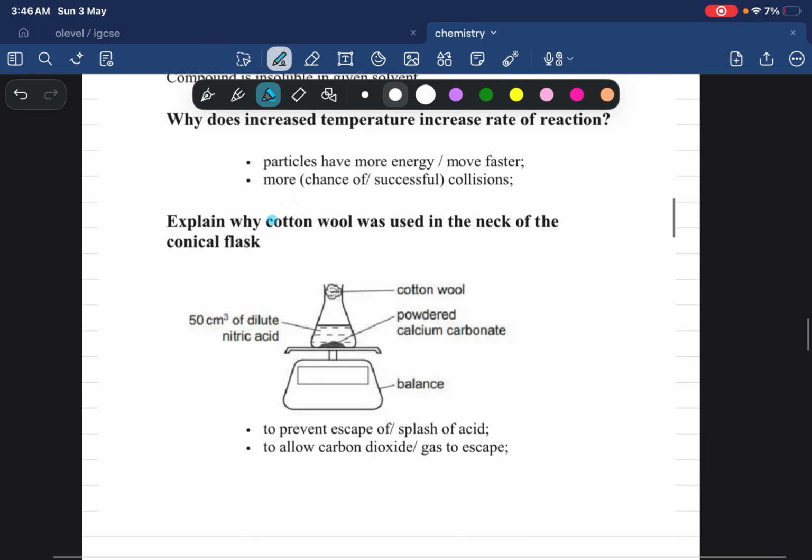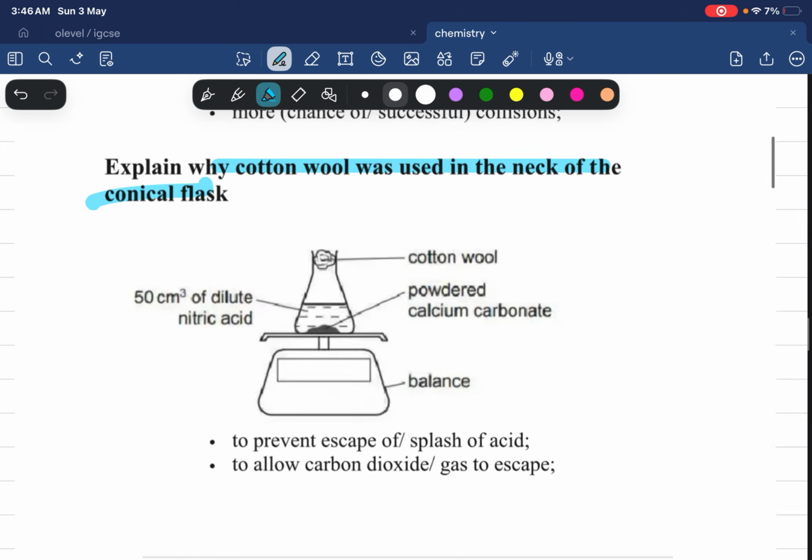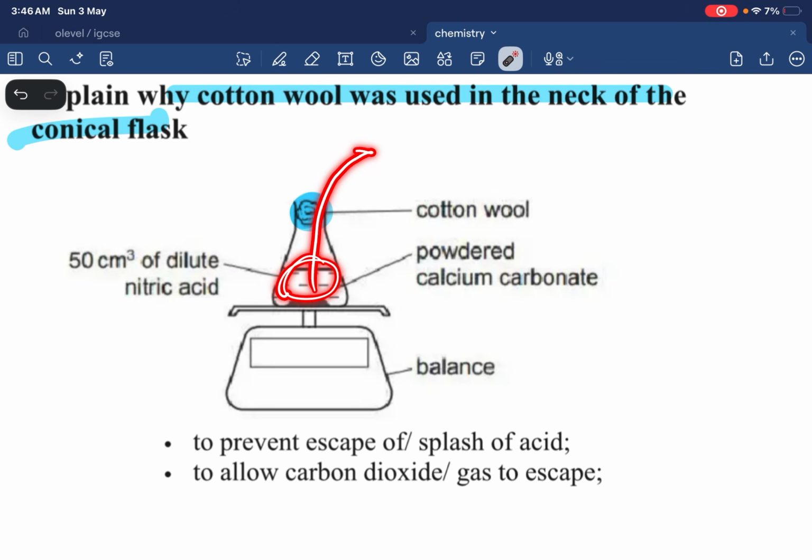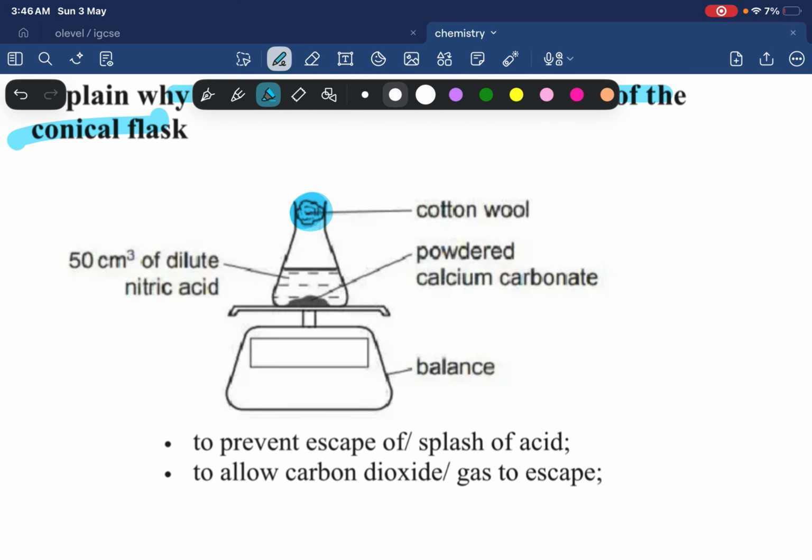Okay. Explain why cotton wool was used at the neck of the conical flask. Very important. Rate of reaction. Always a cotton wool over here, and they ask you why. Why do you put this cotton wool over here? Gas. Okay, you're making a gas over here, and gas is going to escape from the cotton wool, right? It's going to escape. But then why are you putting it? To prevent the escape of the acid. We don't want the acid to splash, to allow carbon gas to escape slowly. We don't want all the gas to escape at once. There might be a blast or something like that.